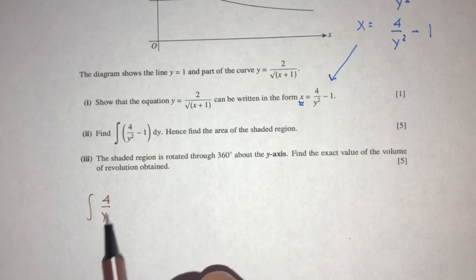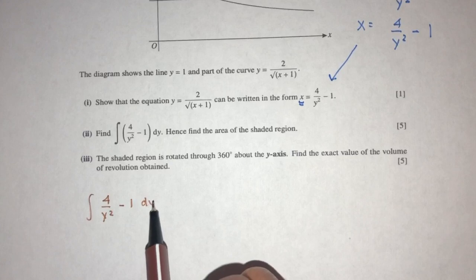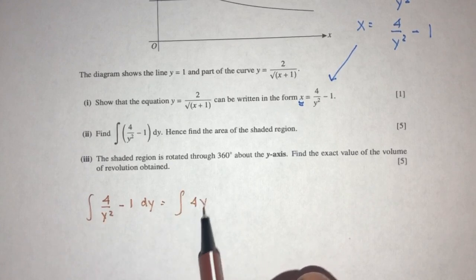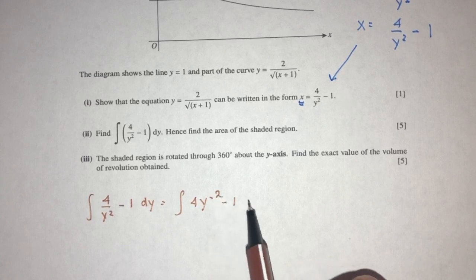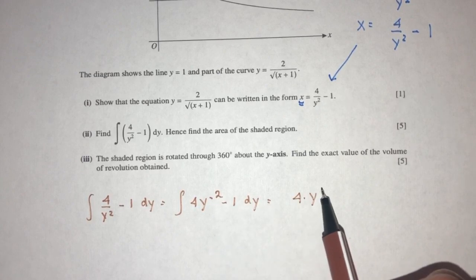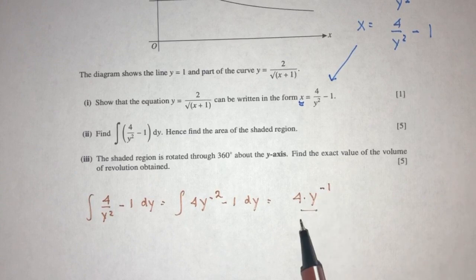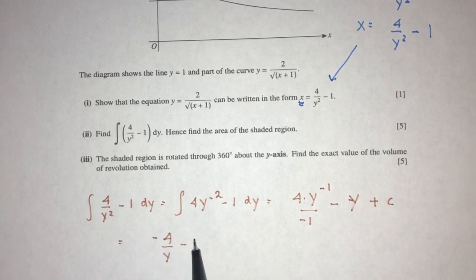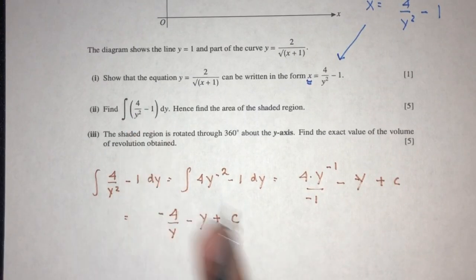4 over y squared minus 1 with respect to dy. We can rewrite this as 4 y to the power minus 2 minus 1 dy. 4 is 4. Increase the power by 1, that should be minus 1, divided by the power, then minus y, of course, plus c. And that will be minus 4 over y minus y plus c. Okay, that will be the answer for this one.